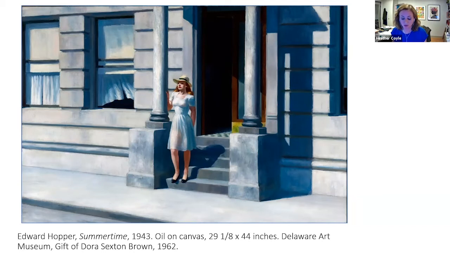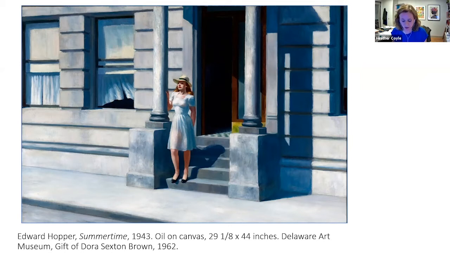One scholar described Summertime as Hopper's sexiest painting. She's quite nearly a pinup girl, perhaps one left alone in the city while soldiers are off at war. But that's not the subject of this paper, just my casual observations based on the talks we've heard so far.